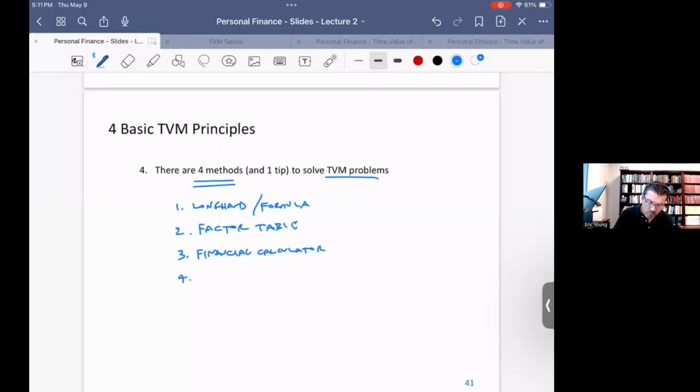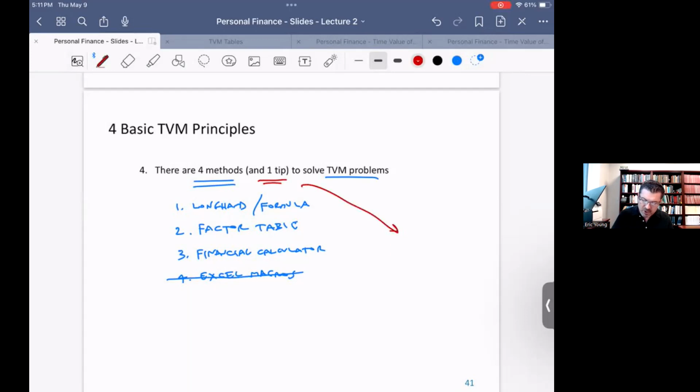And our fourth one, which we will not do in the course of these lectures, but which is still popular, you can also do these calculations through Excel. There's a handful of macros in Excel that actually build this in. We're not going to do that because it's not in the scope of this class, but that is an option for you. And if you're really good with Excel, you can probably customize this really easily. So we're going to focus on these 3: longhand formula, factor table, and financial calculator. I also said that on top of 4 methods, there's 1 tip.